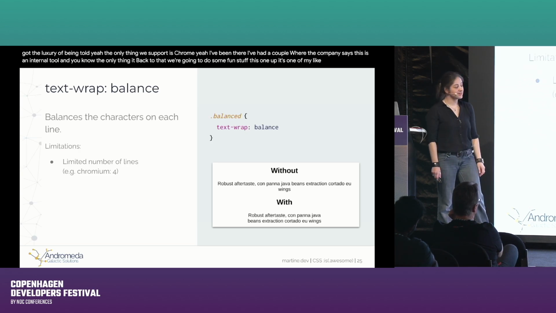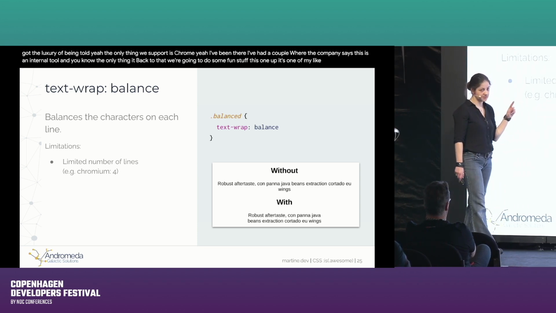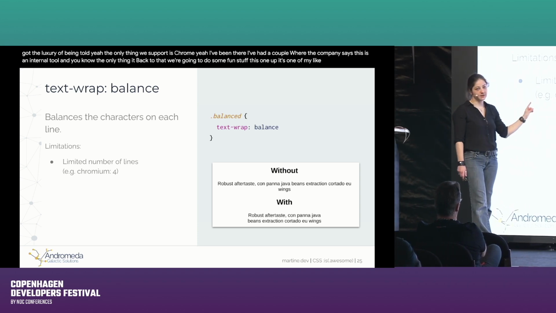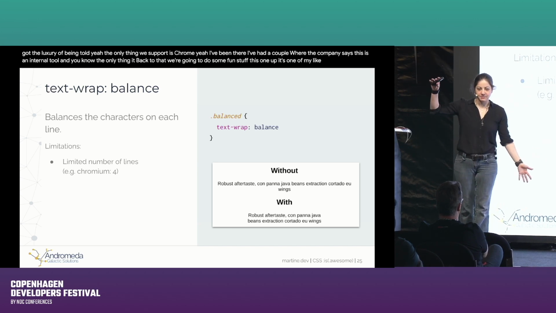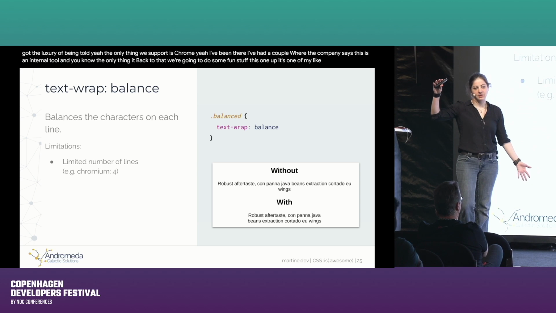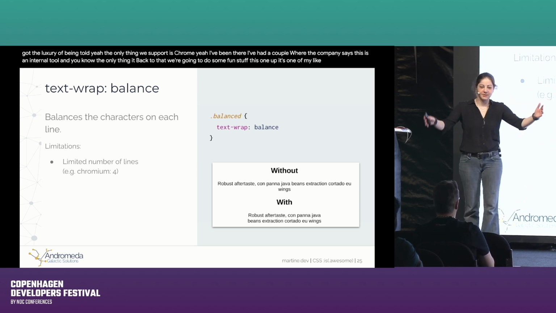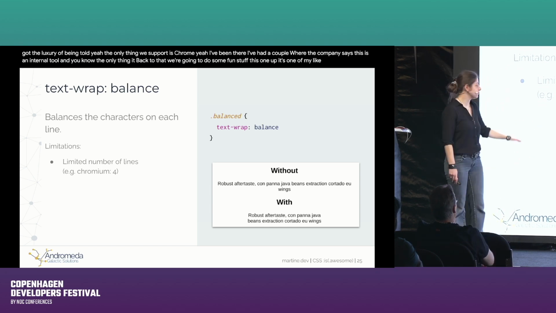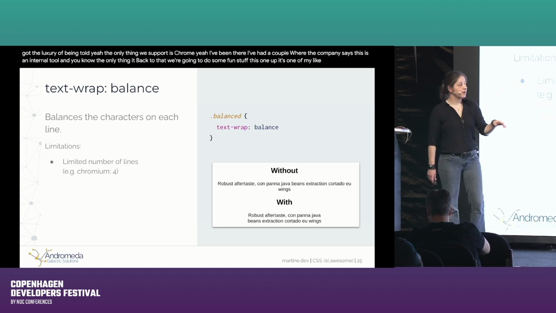So the first one is text balance, and there are limitations to it. The first one is the number of lines. If you put text balance on a huge paragraph, it's not going to work out for you, because there's a cap on how many lines you've got before it decides it doesn't need to balance this. It's a paragraph, so it moves on. For Chromium, it's 4 lines, but the cap is browser specific.